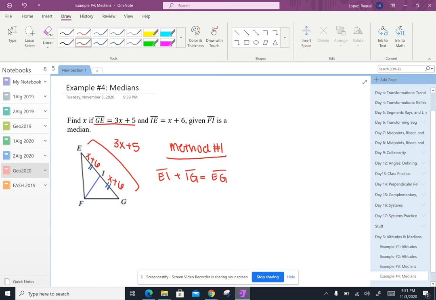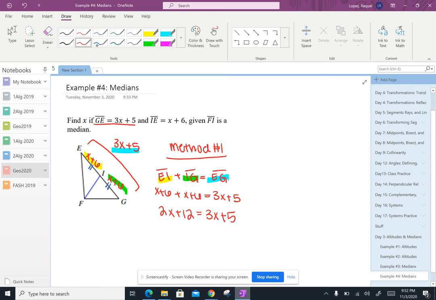And I can just go ahead and replace the expressions that I've written down. So I know that EI is x plus 6. We know that IG is also x plus 6. And we can set it equal to 3x plus 5 because that's what GE measures. So equal 3x plus 5. All right, let's go ahead and combine like terms. x plus x gives us 2x. 6 plus 6 gives us 12. And so I have 2x plus 12 equal to 3x plus 5.